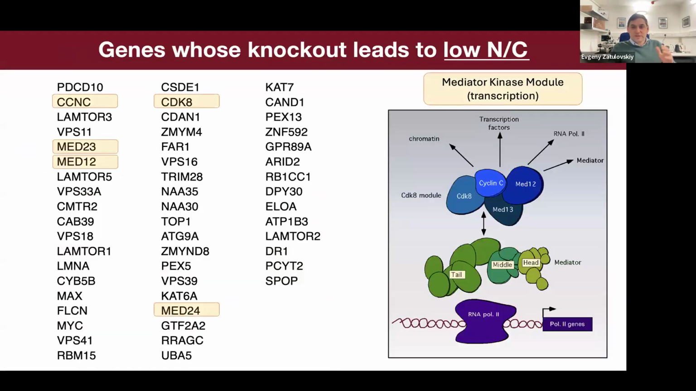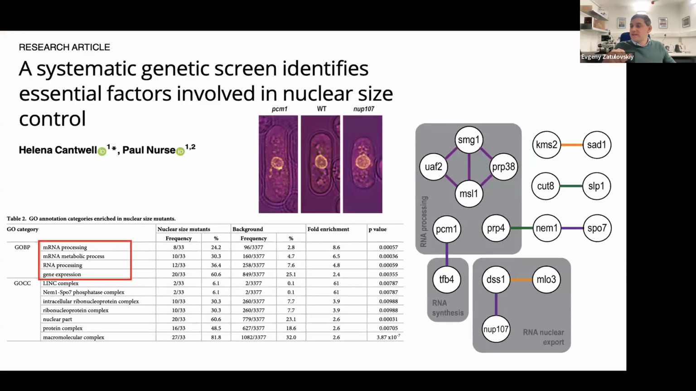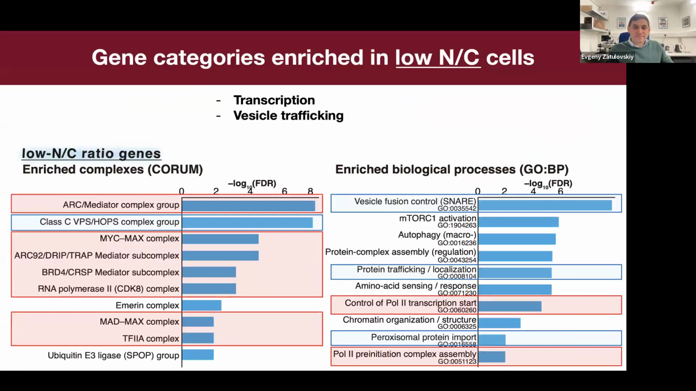For example, a lot of the top hits belong to this mediator kinase module. We see MYC and MAX transcription factors there. And on top of that, we see a lot of mRNA processing and mRNA stability proteins at the top of the list, and also if we go down the list, we can see a lot of those as well. And this is in great agreement with this paper published by Helena in Paul Nurse's lab, where they also looked at factors that affect NC ratio in fission yeast, and they found that the most enriched family is the mRNA processing and mRNA metabolism genes. So our results are consistent with that, but in human cells.